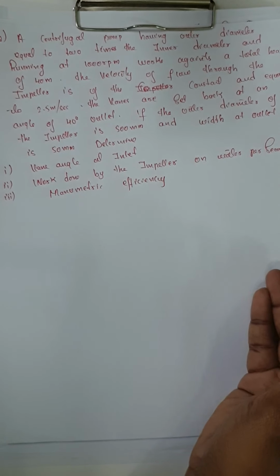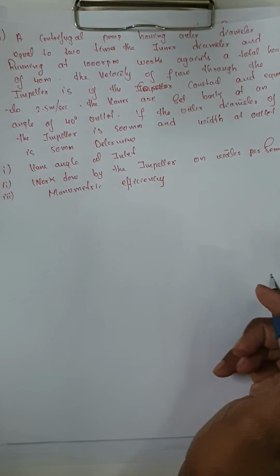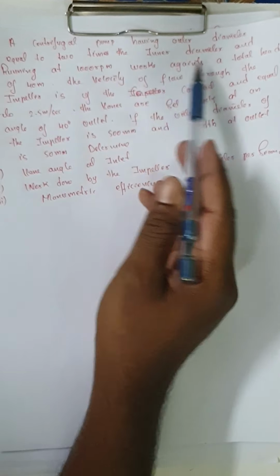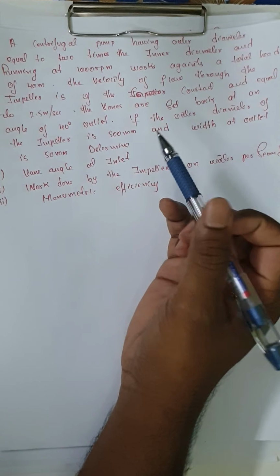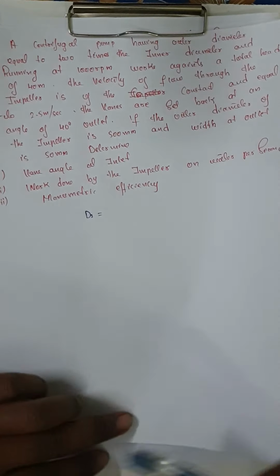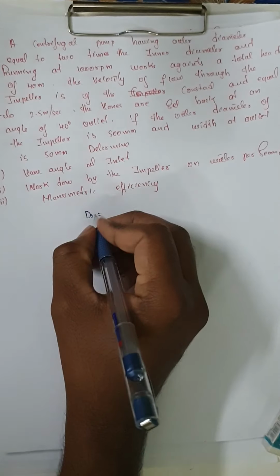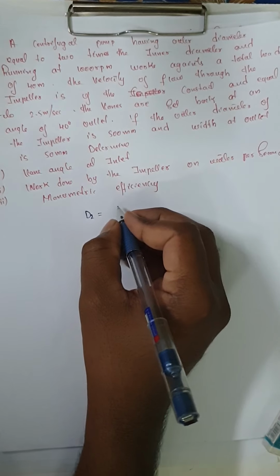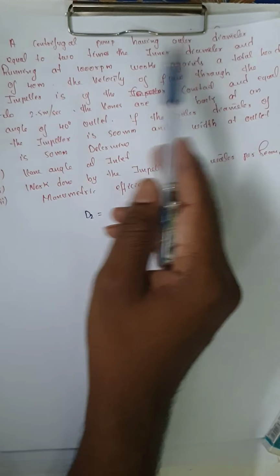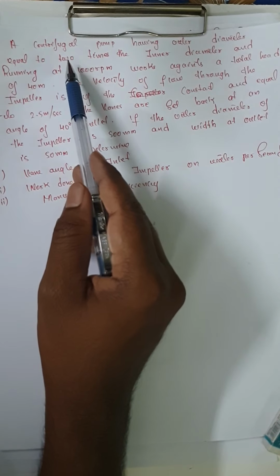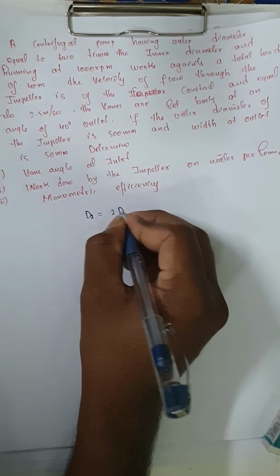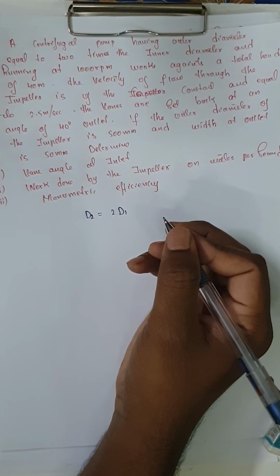Okay, as you can see in the next problem, a centrifugal pump has an outer diameter equal to 2 times the internal diameter. Outer diameter means D2. D2 is equal to how much is given? A centrifugal pump having outer diameter equal to 2 times the internal diameter.